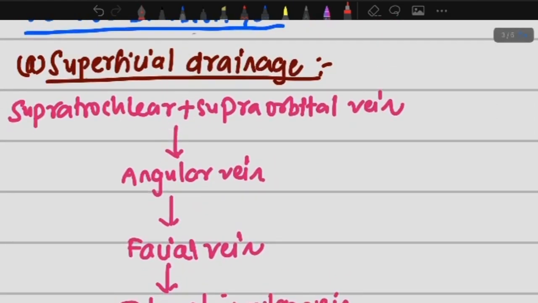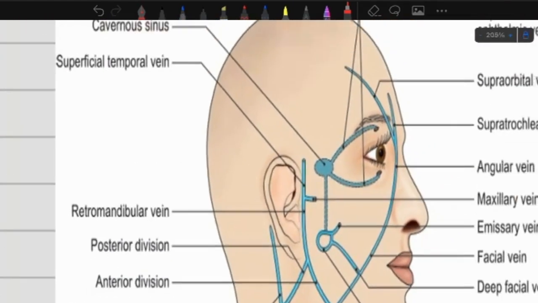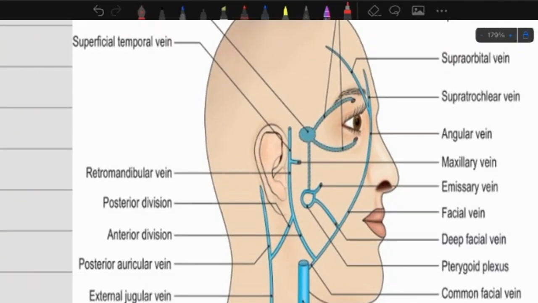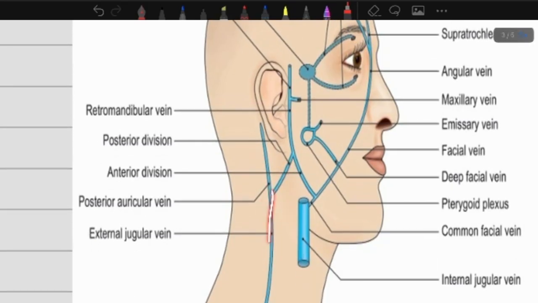We'll appreciate the same thing in the diagram. So what did we study? We have two veins, the superficial temporal vein and the maxillary vein. They join to form a retromandibular vein, and it has anterior and posterior divisions. So this anterior division combines with the common facial vein to drain into the internal jugular vein, whereas the posterior division combines with the posterior auricular vein and drains into the subclavian vein.